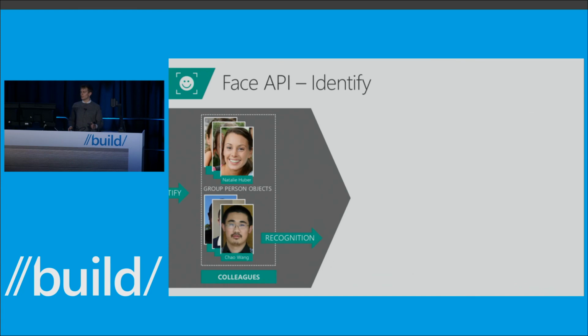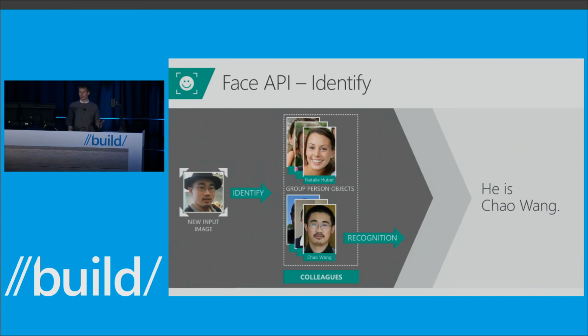Then you can make the identify call, where you take a new unlabeled photo and pass it in against your existing person group, and it will tell you which person object this is most likely to be, or if it doesn't match any of them, it will tell you that it's an unknown face.